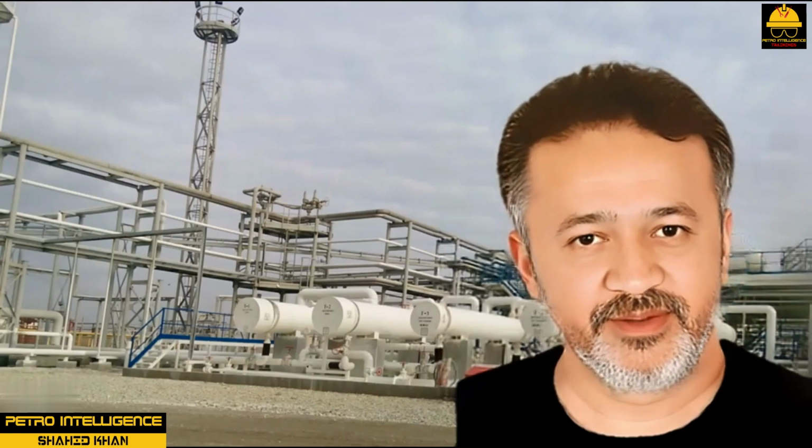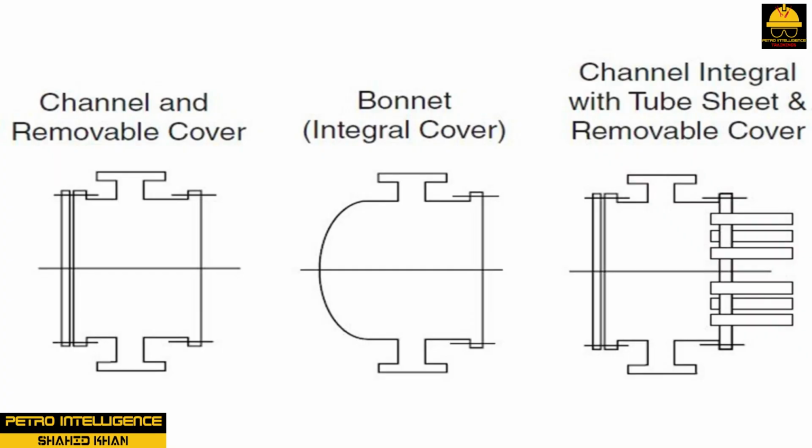Head. The heads as shown in picture on a shell and tube heat exchanger can be classified as front end or rear end types. The front end head has 5 primary designs. 1. Channel and removable cover. 2. Bonnet. 3. Channel integral with the tube sheet and removable cover, removable tube bundle. 4. Channel integral with the tube sheet and removable cover, fixed to shell. And 5. Special high pressure closure.